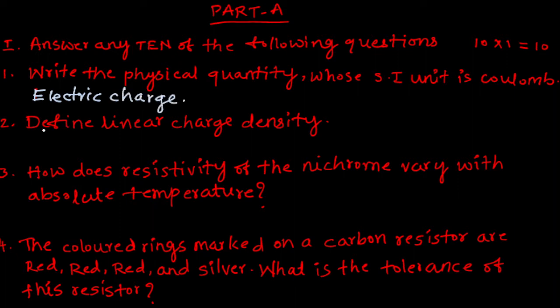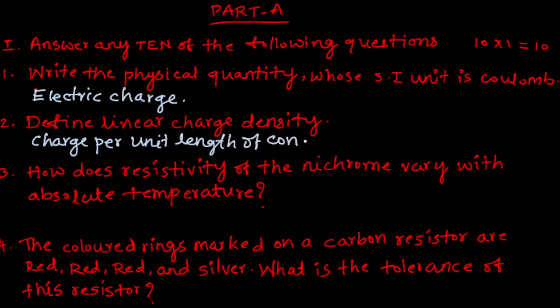Then second question. Define linear charge density. Linear charge density can be defined as charge per unit length of conductor. If you write just this much, charge per unit length of conductor, you will get 1 mark. So charge per unit length of conductor is called linear charge density of the conductor.